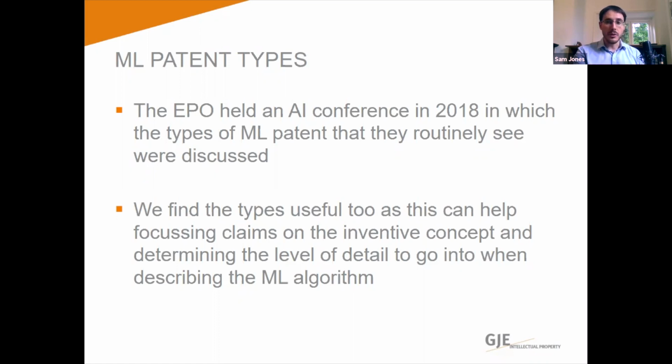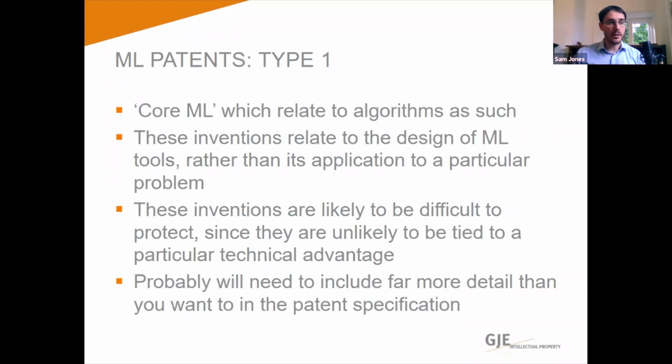So I thought I will go through the 3 types, and I've got some examples as well of granted patents for 2 of the types. So type 1 machine learning patents are core machine learning, which relate to the algorithms as such. So it could be a completely new machine learning algorithm, or it could be an algorithm that's been configured specifically so that it operates particularly well on, say, a class of GPU or something like that.